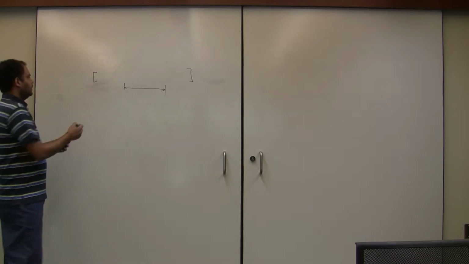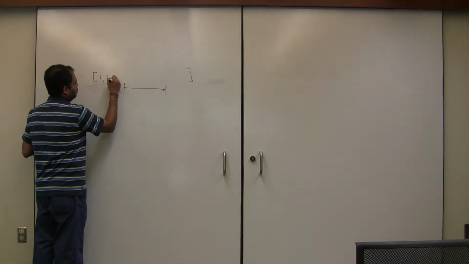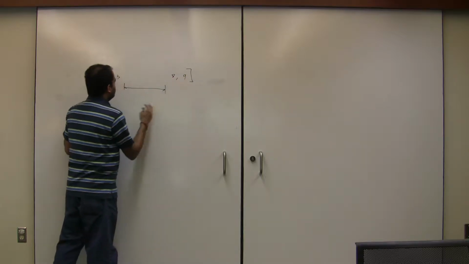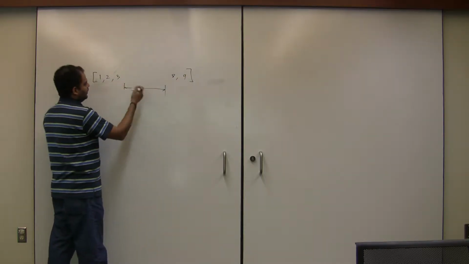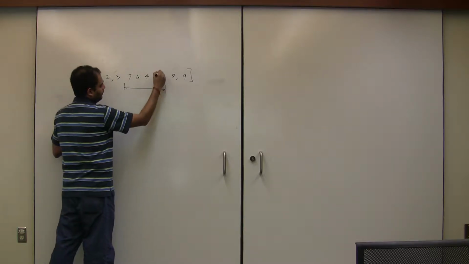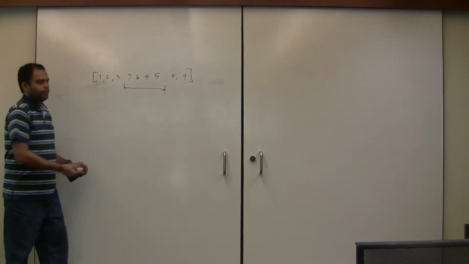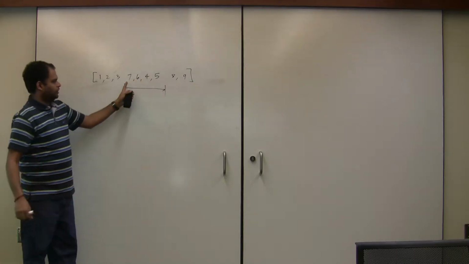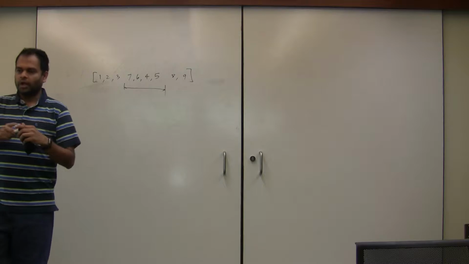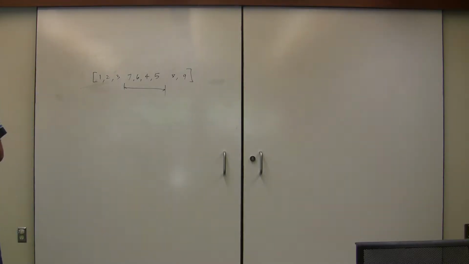Okay? So given, let me take an example, 1, 2, say 3, and then 8 and 9. So I'm going to take like 4, 5, 6, 7, right? So I'm going to say 7, 6, 4, and 5. So if I sort just these things, I don't have to sort the whole array. I just have to sort these elements. If I sort them, it gets sorted. How do you figure this out?